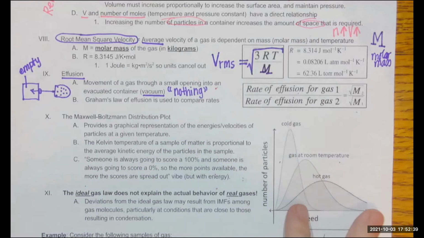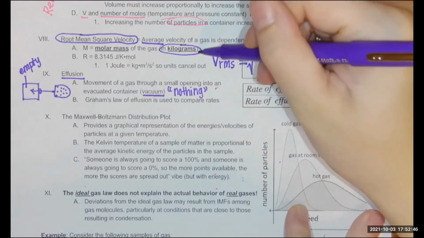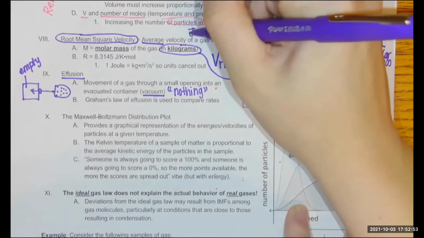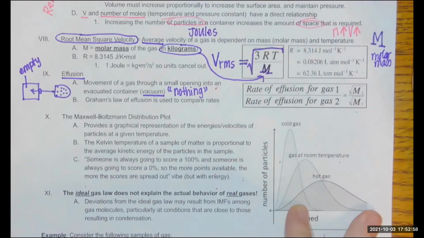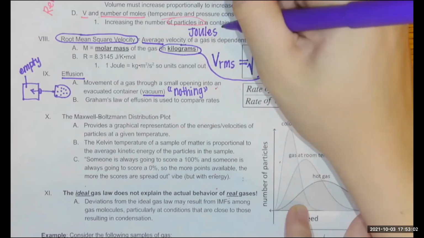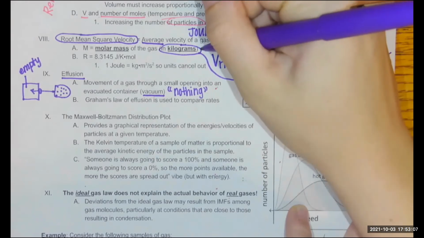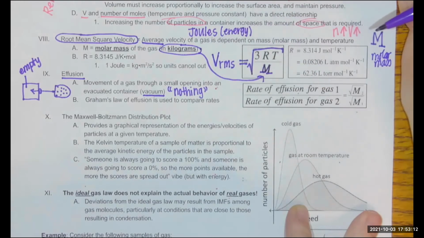We're going to measure the molar mass in kilograms, which is kind of weird. We normally don't do that, but we need this to be in kilograms for our units to cancel out. I don't need you to understand why these cancel out, but joules, which is an energy unit, is dependent on kilograms. So we need kilograms for the molar mass.